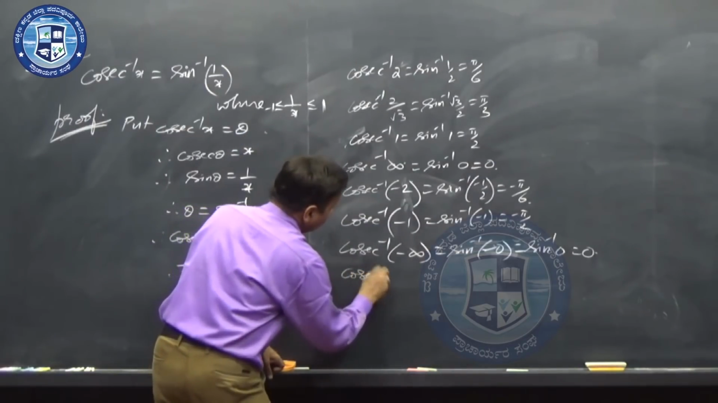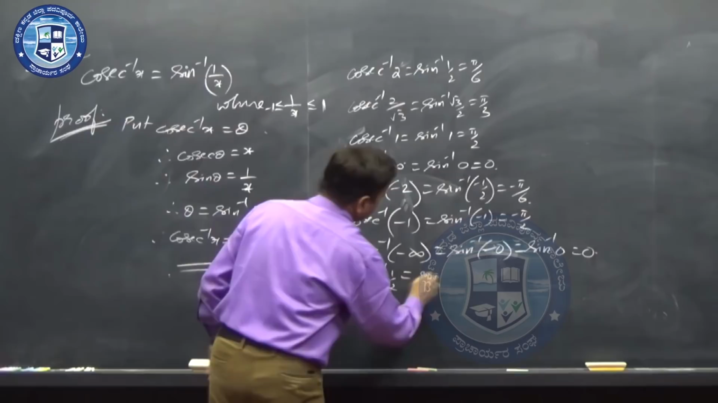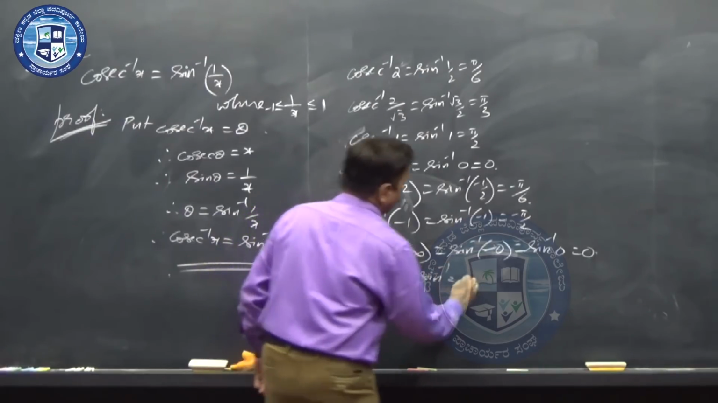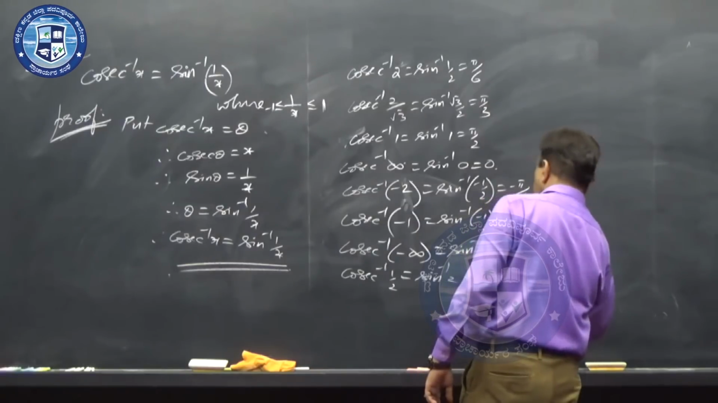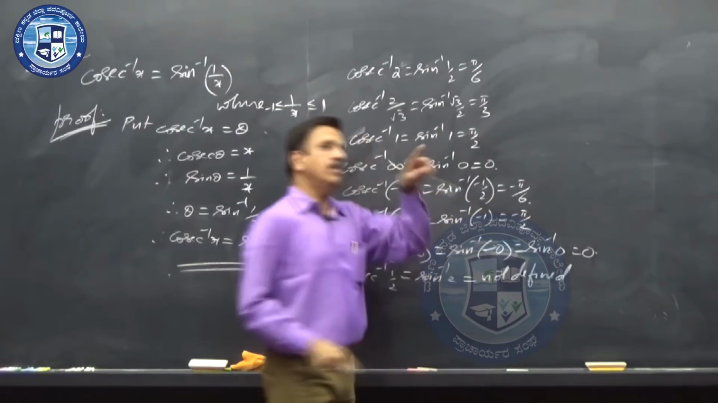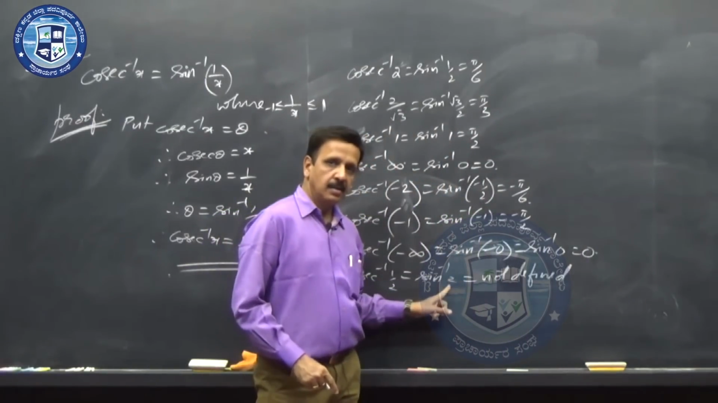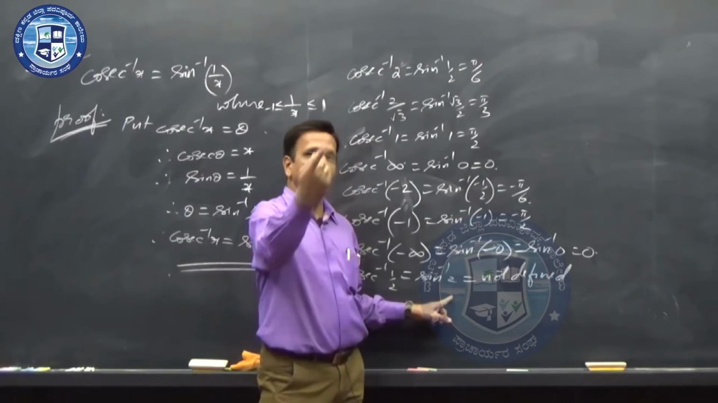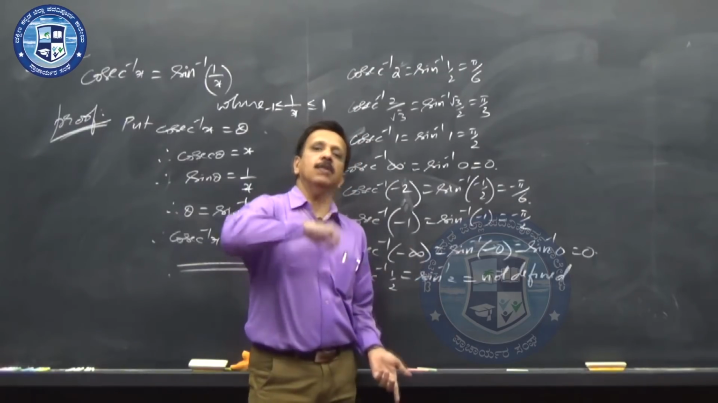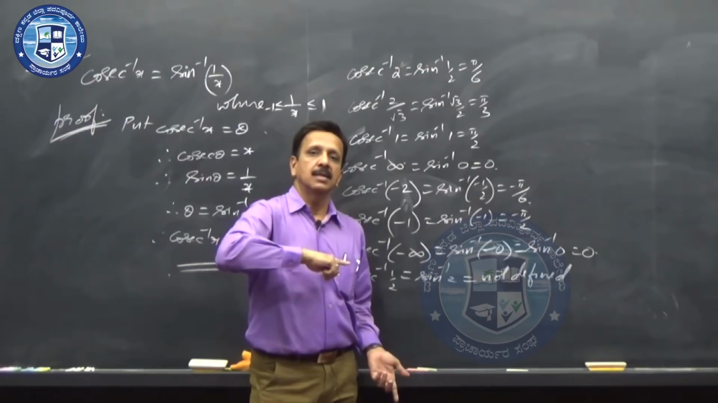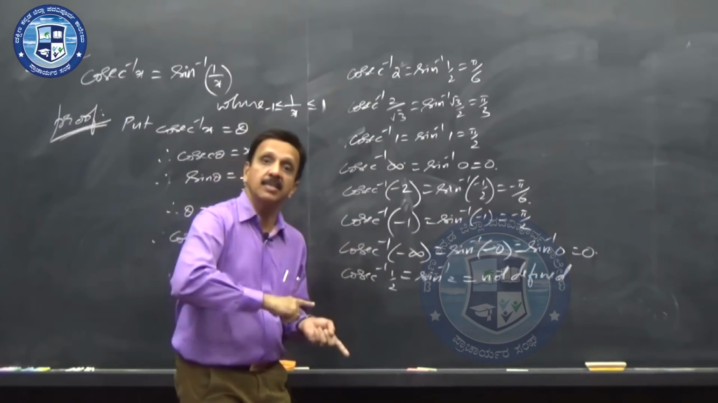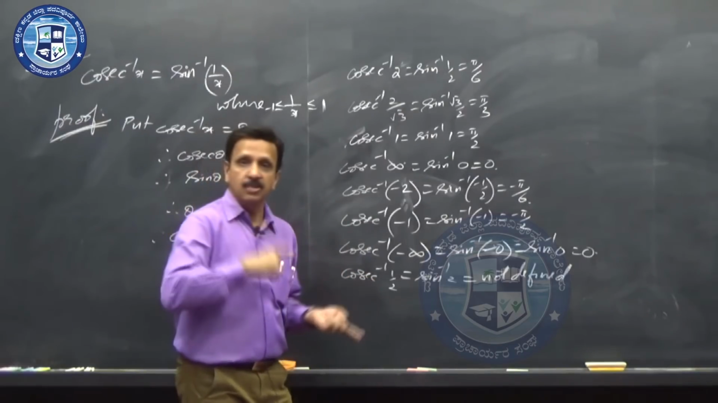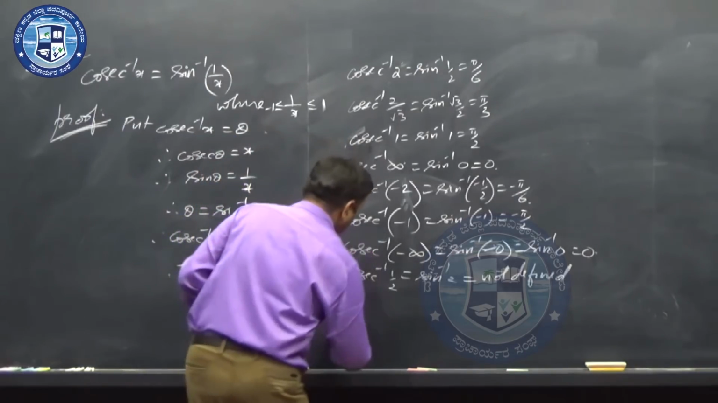Next, see the things which are not possible. Say cosec inverse half. That's equal to sine inverse 2. Not defined. Sine inverse 2 is not defined. You know, in sine inverse x, x cannot be more than 1. Similarly, x cannot be less than minus 1. In sine inverse x, x must lie between minus 1 and plus 1 because sine theta must be between minus 1 and plus 1. Okay.